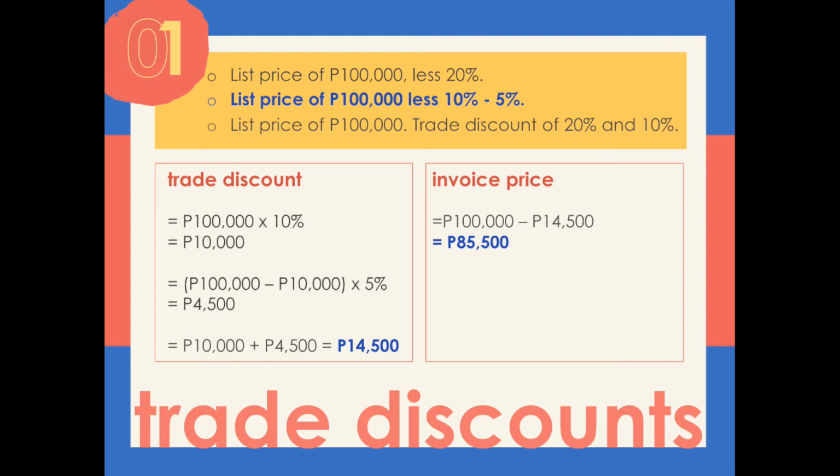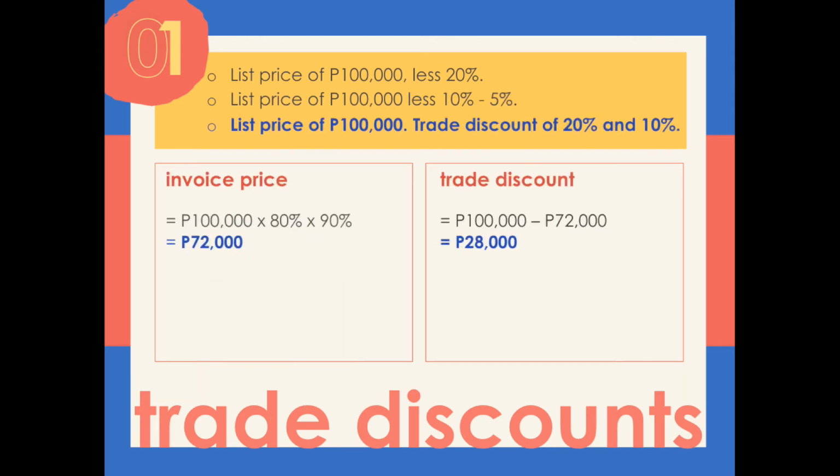Here is another way to compute for the trade discount and invoice price, but I think this is a lot more complicated, so I recommend using the first method that I showed you. 3. List price of 100,000 pesos, trade discount of 20% and 10%. To compute for the invoice price, we use the same method as earlier. We multiply 100,000 by 80% and by 90%, and we get 72,000 pesos. To compute for the trade discount, we simply deduct the invoice price of 72,000 from the list price of 100,000, and we would get 28,000 pesos.